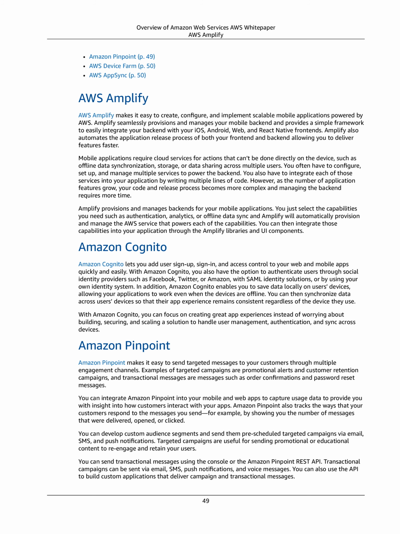AWS Amplify makes it easy to create, configure, and implement scalable mobile applications powered by AWS. Amplify seamlessly provisions and manages your mobile backend and provides a simple framework to easily integrate your backend with your iOS, Android, web, and React Native frontends. Amplify also automates the application release process of both your front-end and back-end, allowing you to deliver features faster.